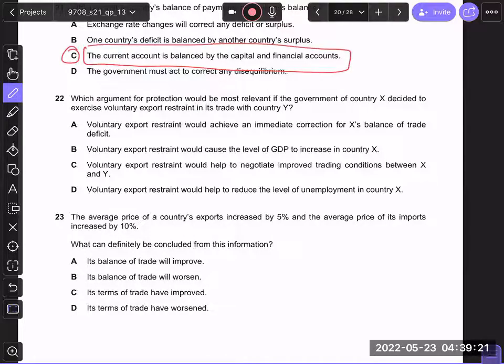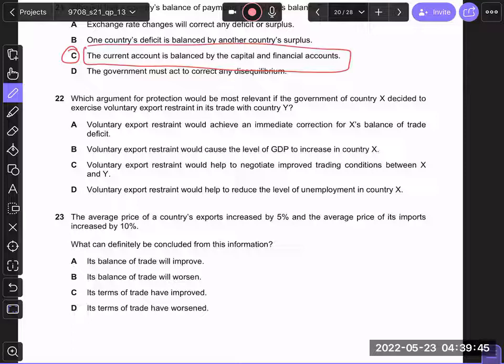I'm back. So, which argument for protectionism would be most relevant if the government of country X decides to exercise voluntary export restraints in its trade for country Y? Voluntarily they are reducing trade with country Y. So which argument is most likely valid? Voluntary export restraint would achieve immediate correction for X's balance of trade deficit.